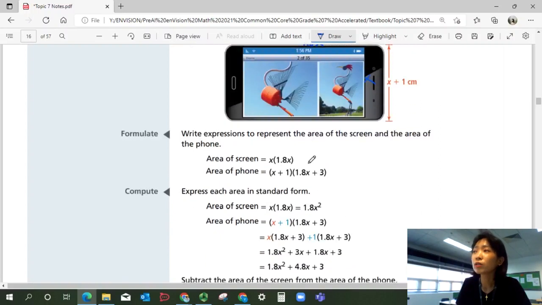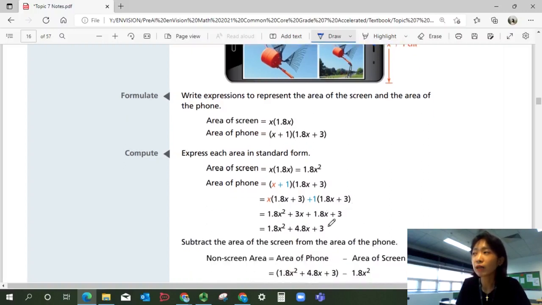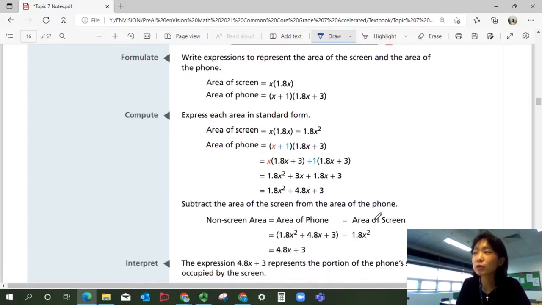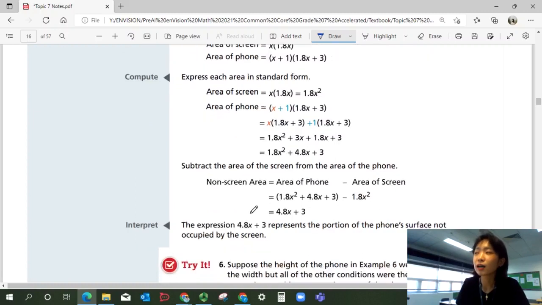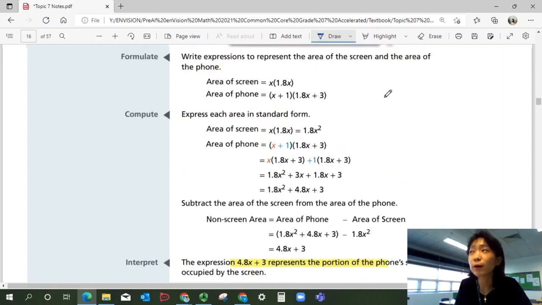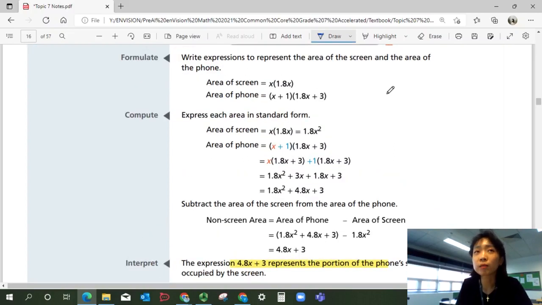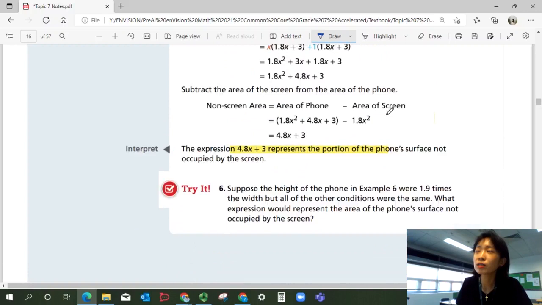Okay, so first you use the distributive property to find the area of the phone and simplify that. And then you're going to subtract the area of the screen from the area of the phone. And you can say that the expression 4.8x plus 3 represents the portion of the phone surface that's not occupied by the screen. So apply the distributive property and the properties that we learned in the past to figure out each step. So let's look at try number 6.